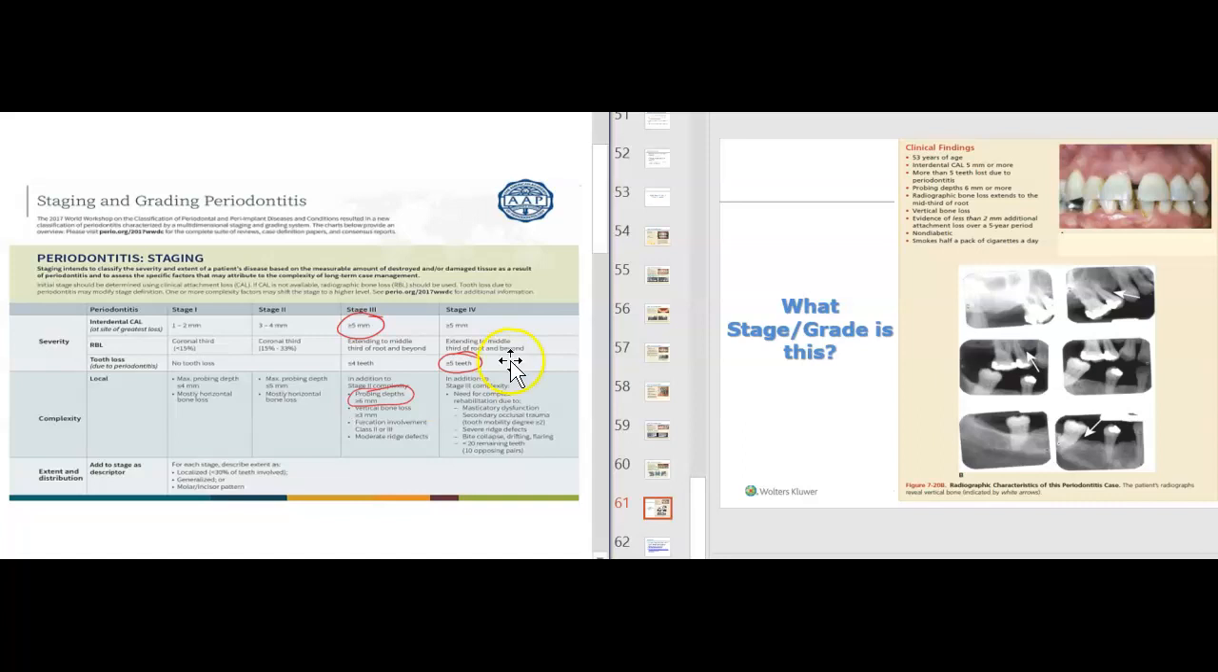Radiographic bone loss extends to the middle third of the root, and beyond. So I'm going to circle this. I could also circle this too, but I'm just going to be conservative and circle the stage 3 instead of stage 4. He's got vertical bone loss. Oh yes, he has vertical bone loss.